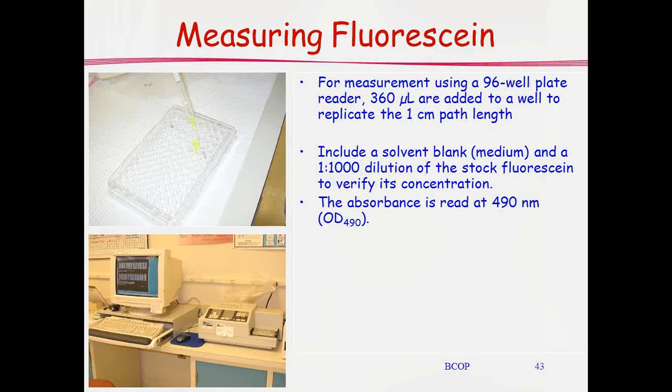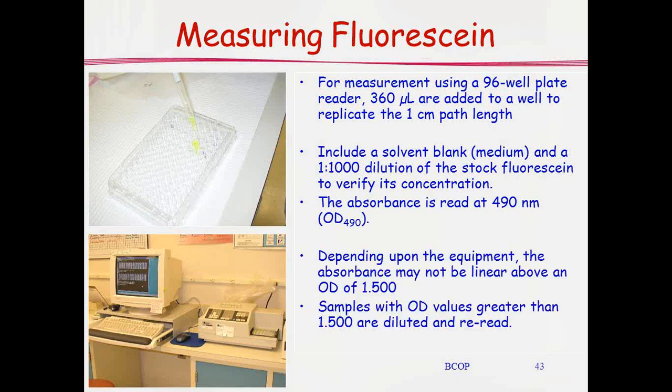I think each laboratory that's going to conduct this needs to verify this using their specific 96-well plates, because each plate has slightly different volumetric configurations, and so one needs to verify that the path length through the plate is equivalent to a 1 centimeter path length. And we then measure the optical density of these fluorescein samples at a visible wavelength of 490 nanometers.